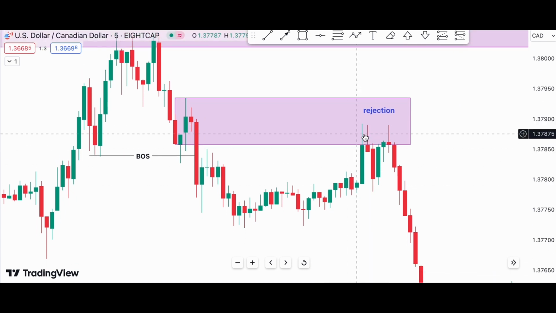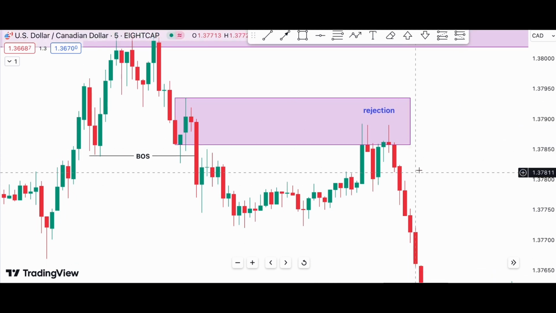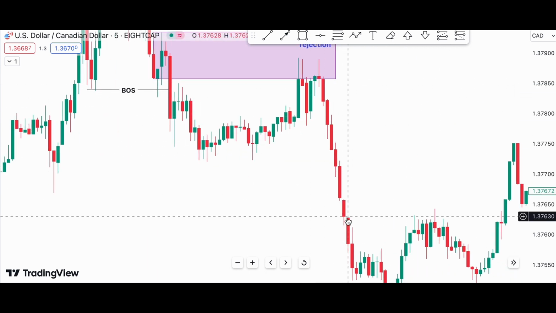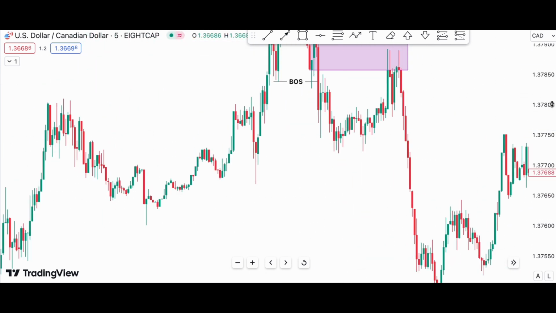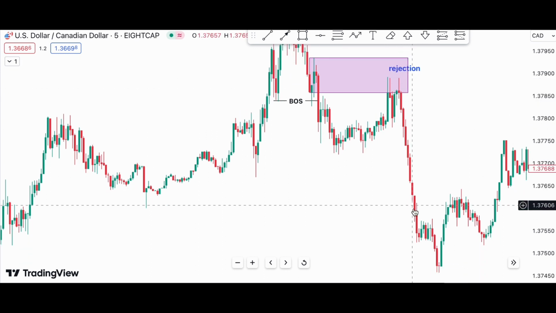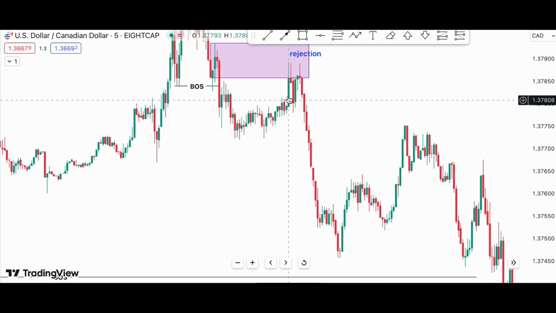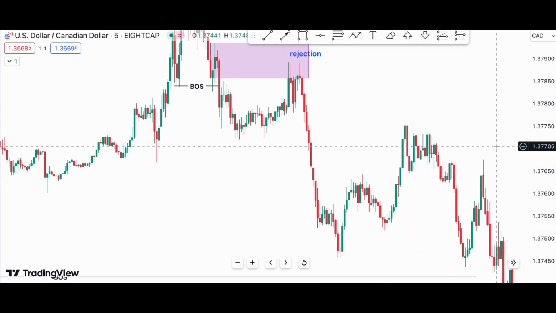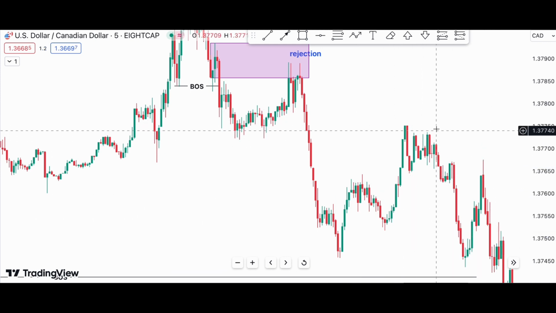If you miss the first rejection, we can see the price straight away push far away from the zone, far behind the zone. Then there is another pullback, a retracement again. So this is the type of setup.